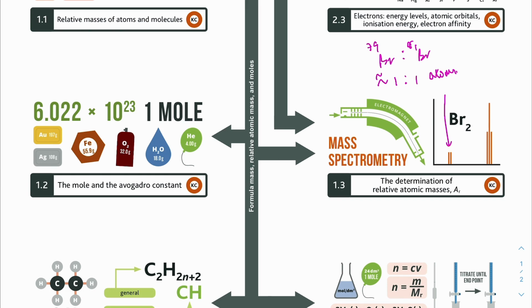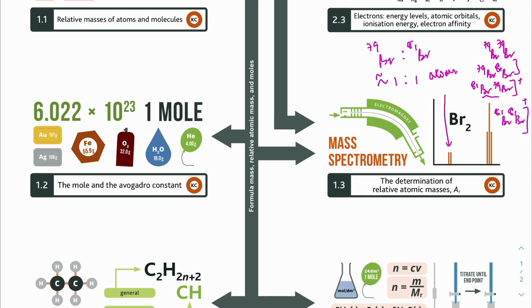Then what is this thing here? That is going to be 79 bromine, 79 bromine. You're going to have 79 bromine, 81 bromine. And then you're going to have 81 bromine, 79 bromine. And you will have 81 bromine, 81 bromine. Each of these has a charge.